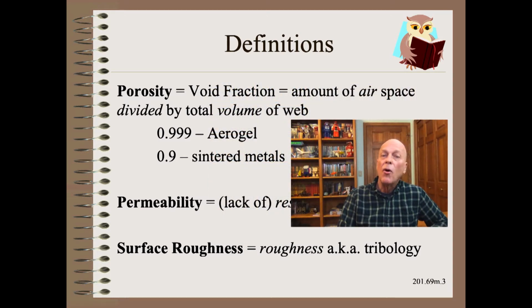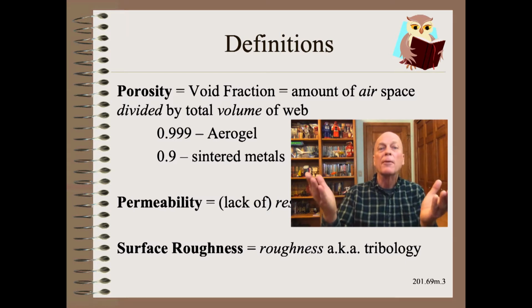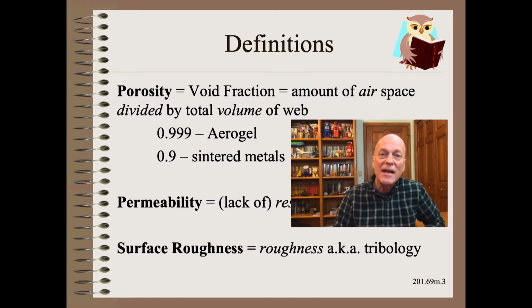Porosity is the void fraction of airspace in the web. It can range from 0.999 for the space-age aerogel insulation to 0.9 or so for sintered metals to much, much less for film or rubber, for example. Porosity would be super important for products that are intended to hold or store liquids, or are intended to be insulators.